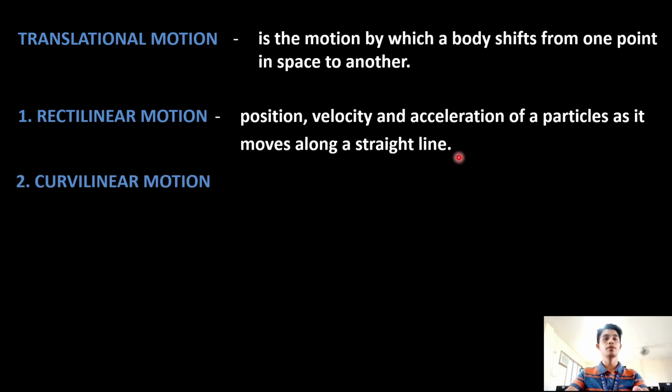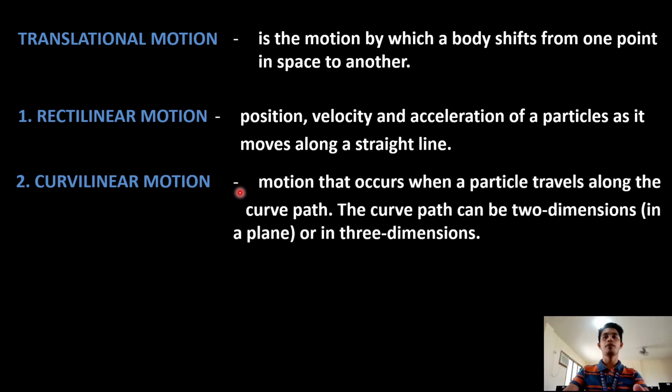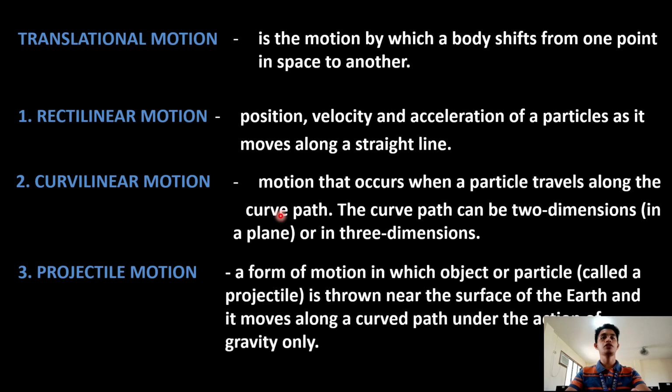Curvilinear motion is a motion that refers to when a particle travels along a curved path. The curved path can be in 2 dimensions or in a plane, or in 3 dimensions. And last is the projectile motion. Projectile motion is a form of motion in which an object or particle called a projectile is thrown near the surface of the earth and moves along a curved path under the action of gravity. So, yan po yung tatlong translational motions natin.